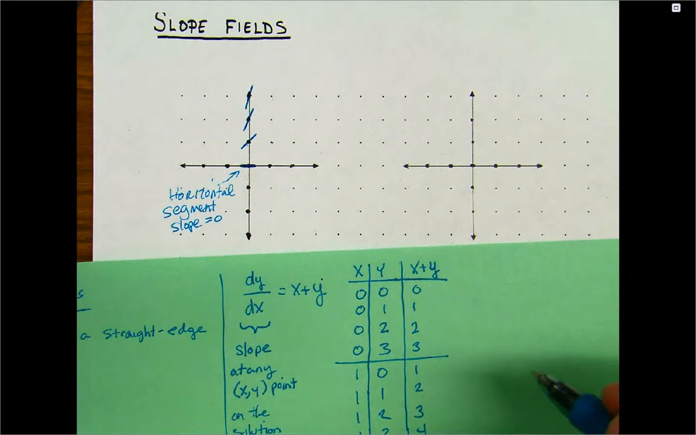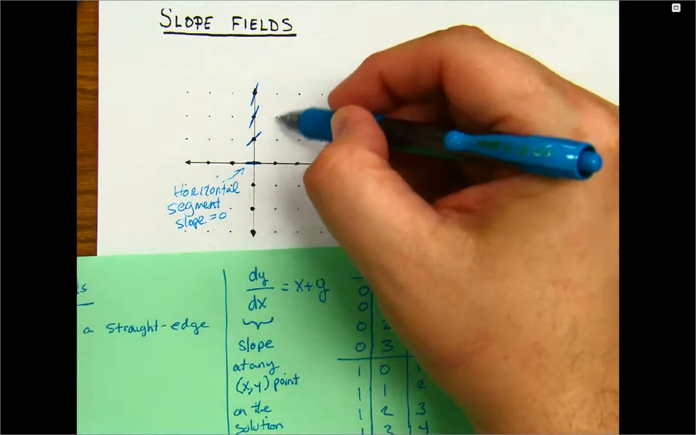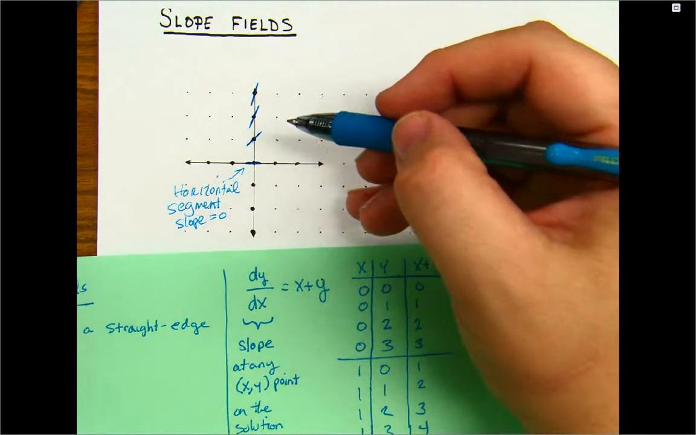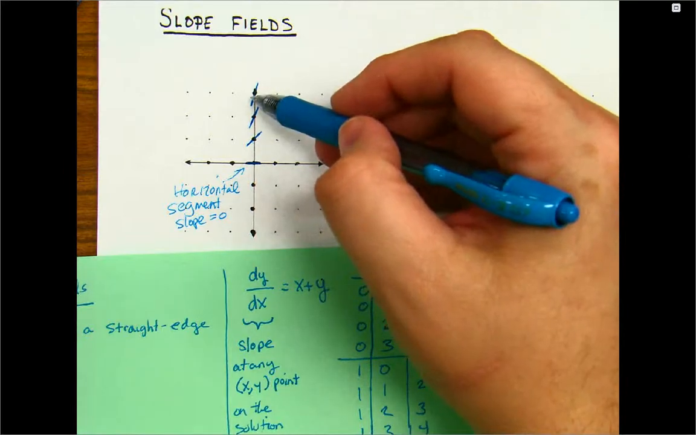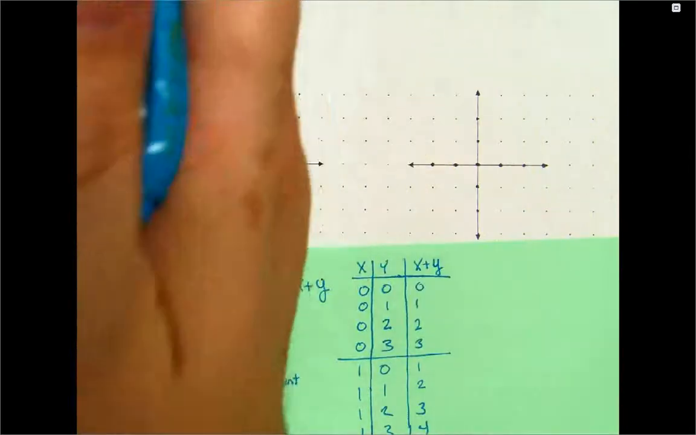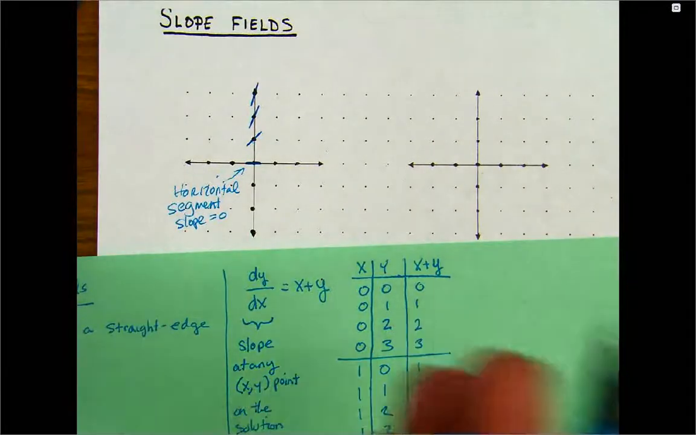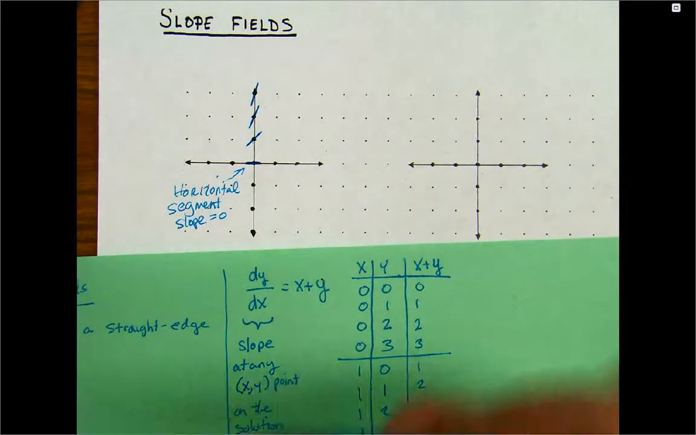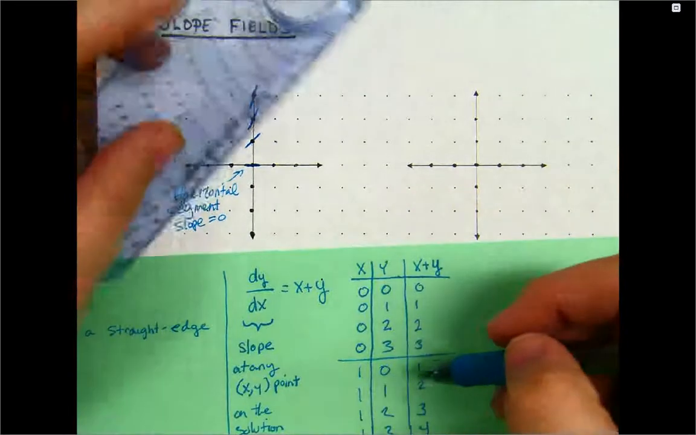If it's undefined, you would draw a vertical segment. Yeah, the slope would have to be undefined. This is getting close to being undefined. You can see it's getting there. Eventually, it would be undefined. Well, maybe it might not be. It'll get very close to it, but not necessarily. So we go over to 1, 1, and at 1, 0, the slope is 1.